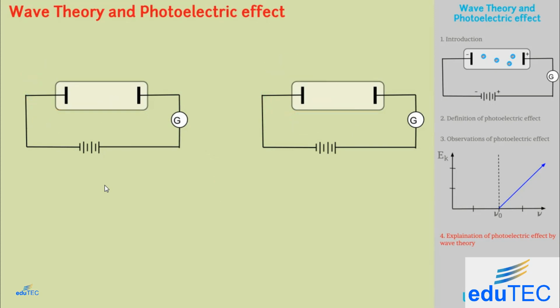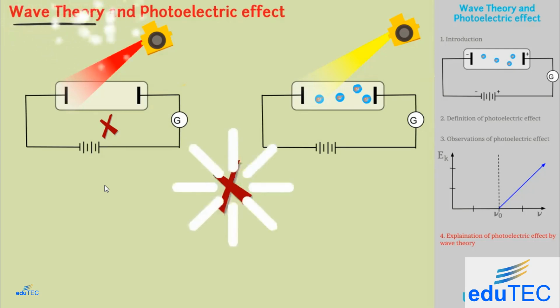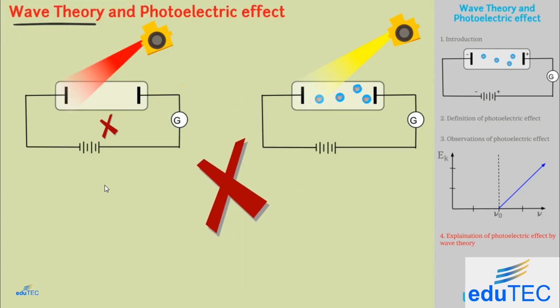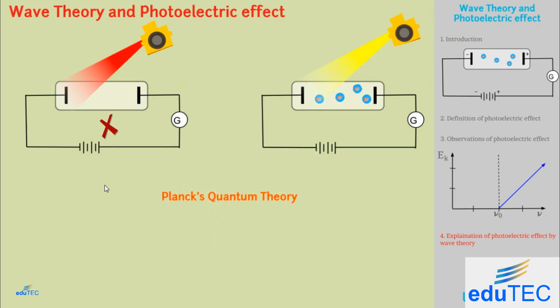For example, even if red light of very high brightness is allowed to strike on potassium metal, still no photoelectrons are ejected. However, the same potassium metal, if exposed to yellow light of very small brightness, photoelectrons are ejected. Thus, wave theory fails to explain this phenomena. The more accurate explanation was given by Planck's quantum theory. We will learn this topic in next video.